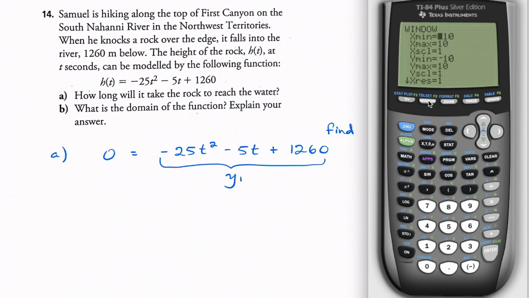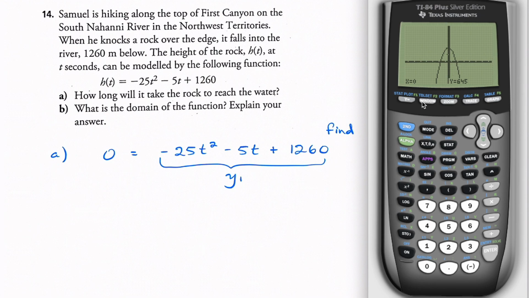So what I could do is go to my window and change my y max to something that is very large, like say 1300, because that way that's more than that 1260. I should be able to, when I go back to my graph, to see the whole graph. Okay, so I got my whole graph. I'm going to zoom out just a little bit so I can see this crossing point. So click zoom, and then out is number 3. Click enter for it to actually zoom out. So now I got a good picture of my graph.